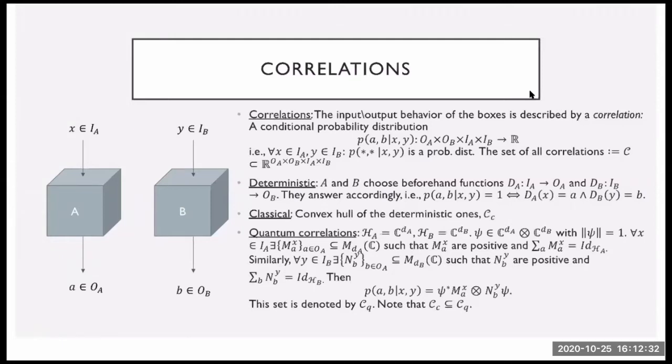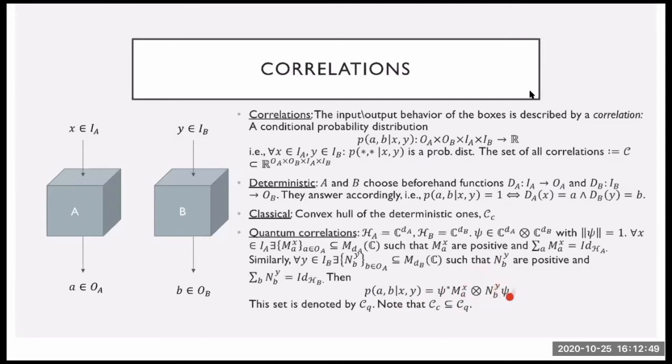And if we have all of this information, the probability that the boxes will answer A and B, given that they were asked X and Y, is just this inner product. So this is the tensor of the two matrices.